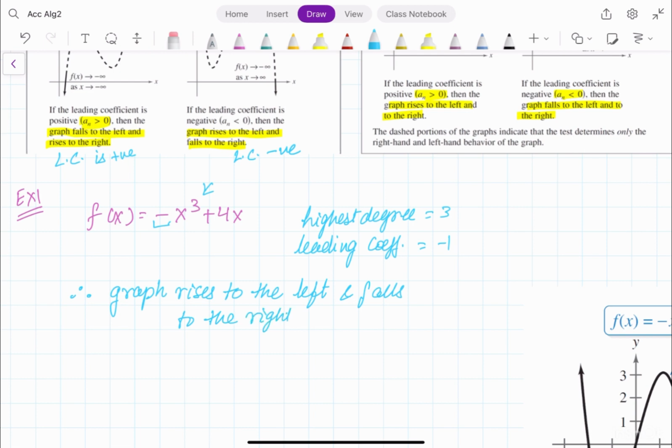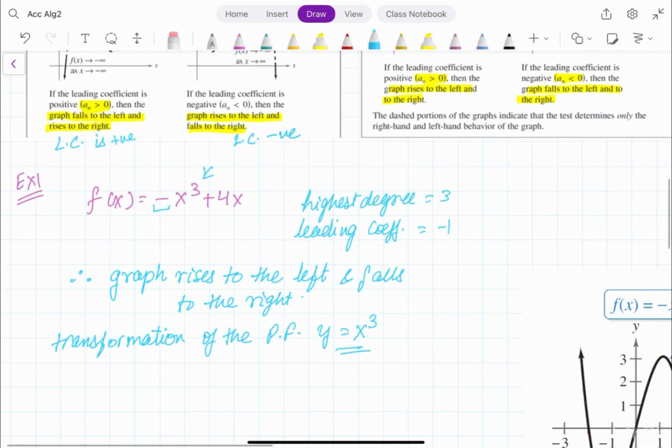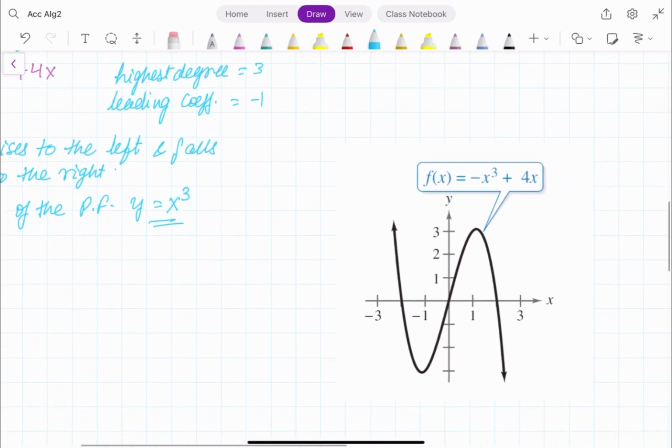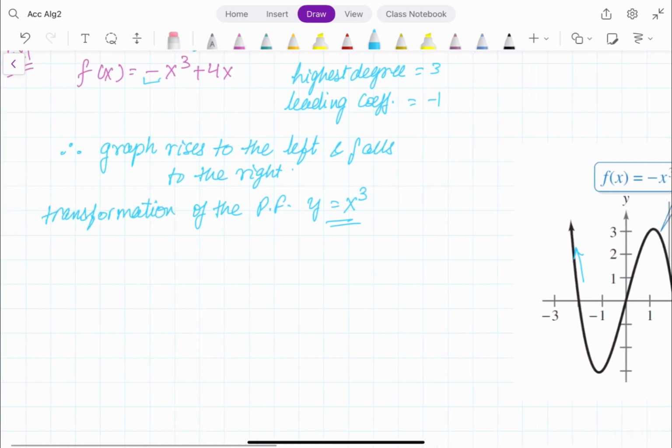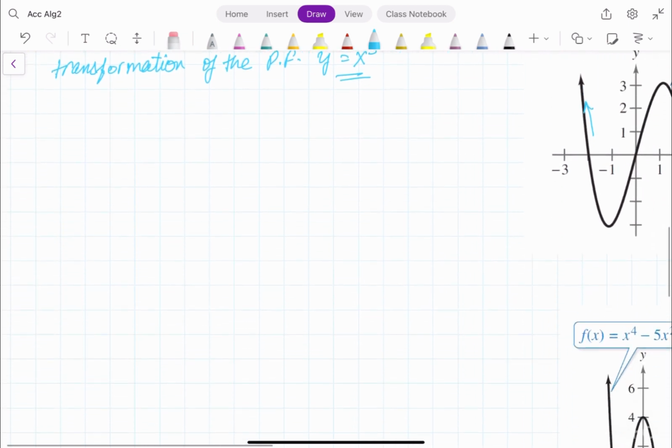And when we graph this function, this is how the graph will look, and it will match our description. It is a transformation of the parent function f of x equals x cubed. So if you know the two basic functions, the cubic function and the quadratic function, then you can figure out the shape of the rest of the transformed functions. You can see it is rising to the left, but on the right, it is falling down. This is what we described. Just by looking at the function, if you know the leading coefficient properties and the behavior, then you can write all the properties down.